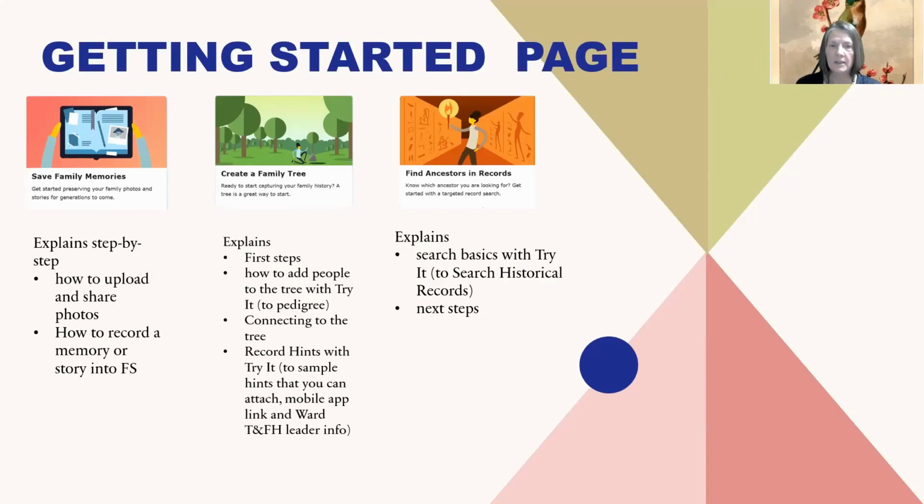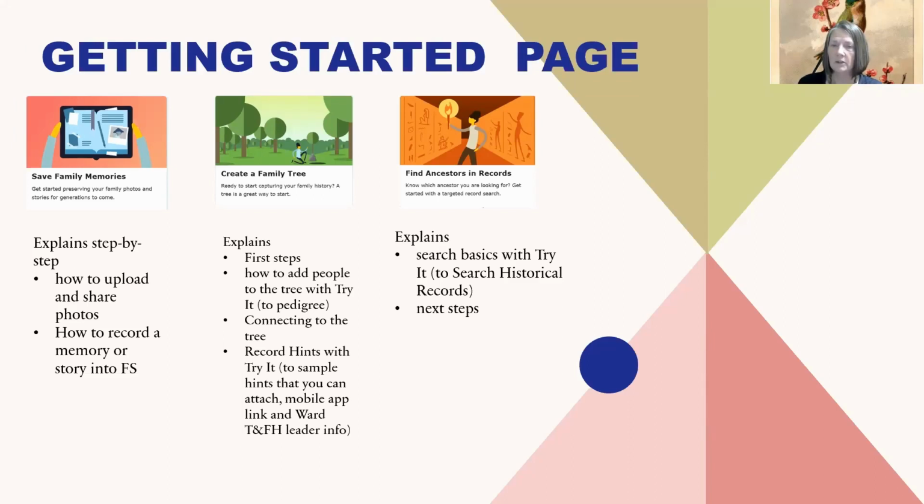Create a Family Tree is basically first steps of how to get into the Family Tree and how to add people to the Family Tree. It has a Try It to your pedigree chart. It tells you how to do record hints, and it sends you to some sample hints that you can attach, if you're one of those people that really loves to attach hints. It sends you to a mobile app link so you can attach that to your phone. And also, if you want to know who your ward, temple, and family history leader is, it will give you their information.